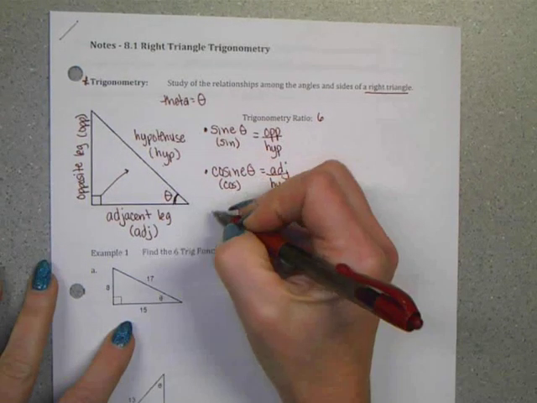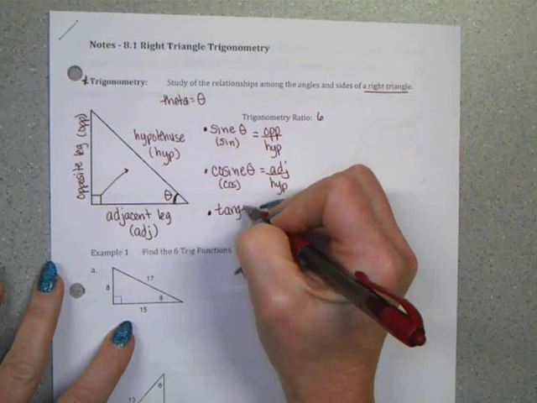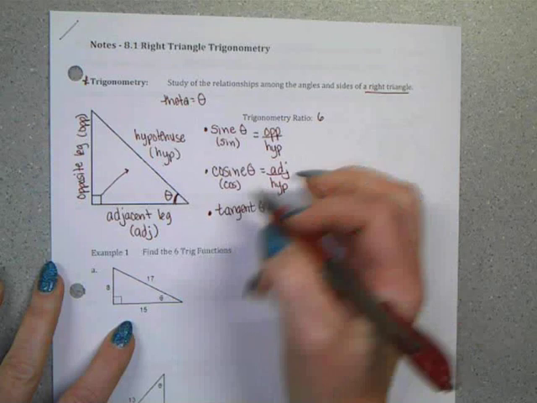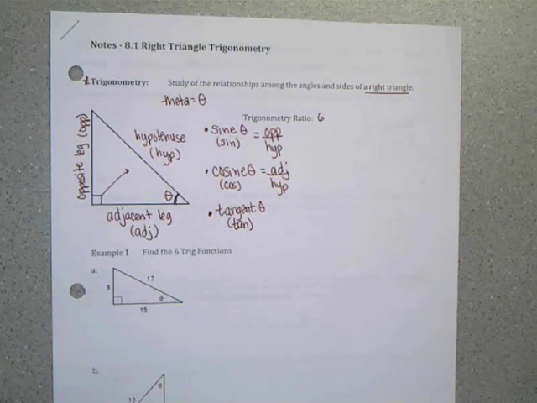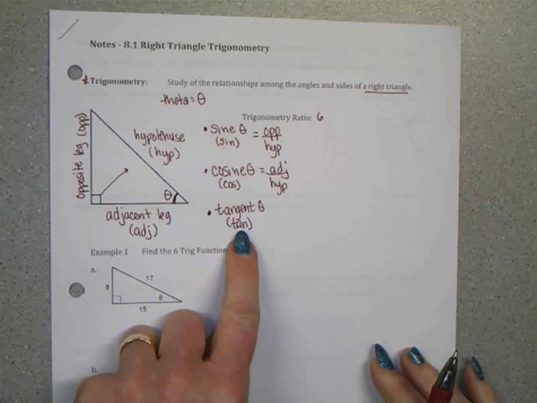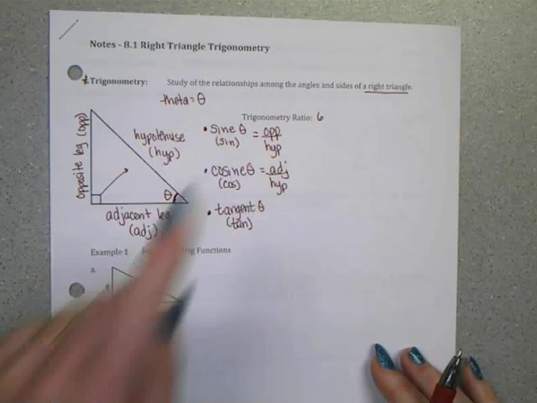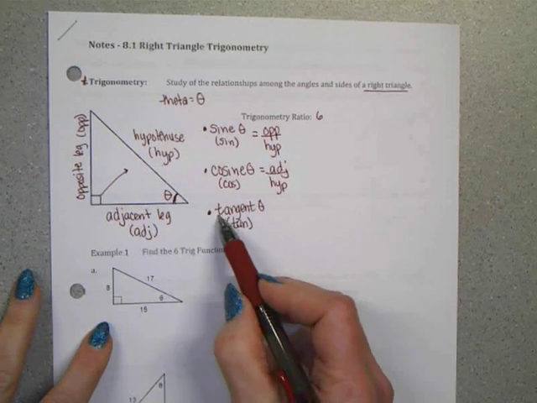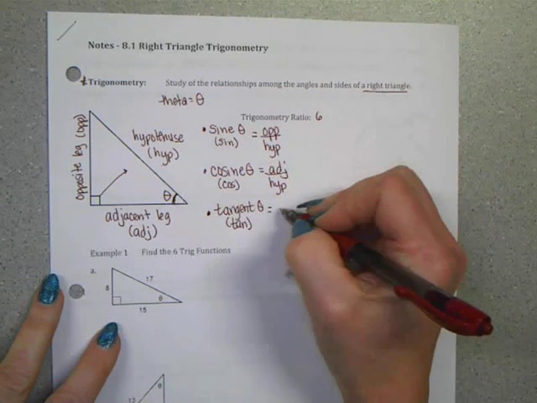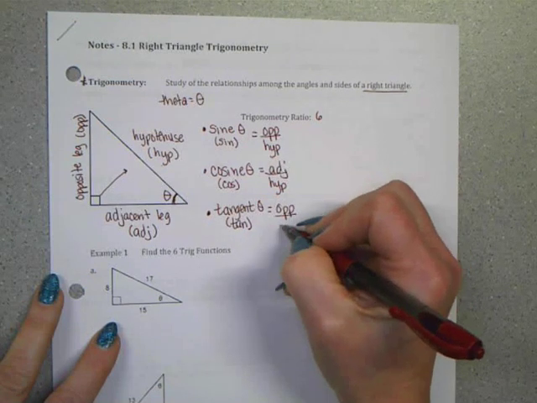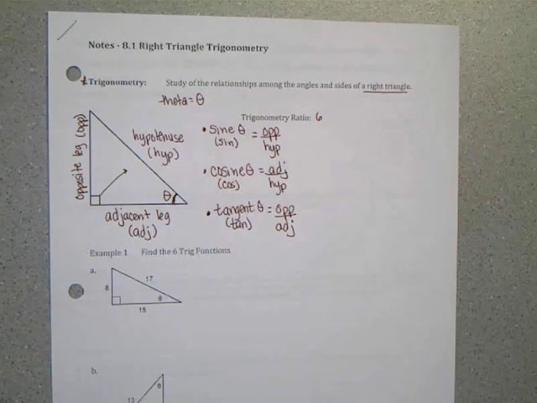And the third trig function, halfway done, is called tangent of theta. And to abbreviate it, we'll abbreviate it as TAN. And again, when we see that, we'll say tangent. When we see this, we'll say cosine. And when we see this, we'll say sine. This is our abbreviation, so we don't have to write the whole word out. And tangent is opposite over adjacent. Okay, so those are my first 3 trig functions.